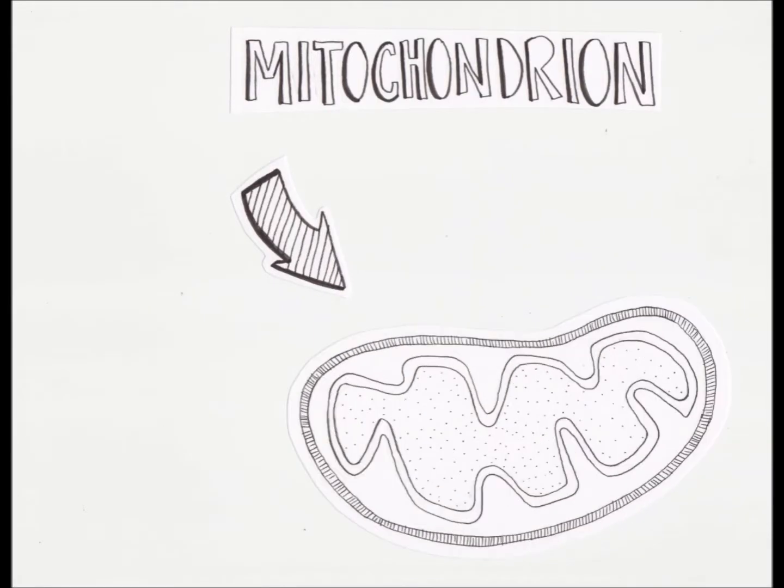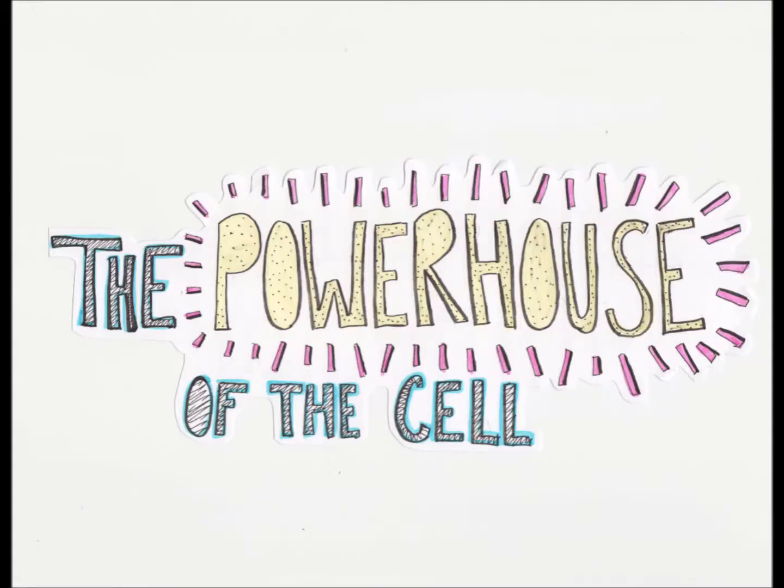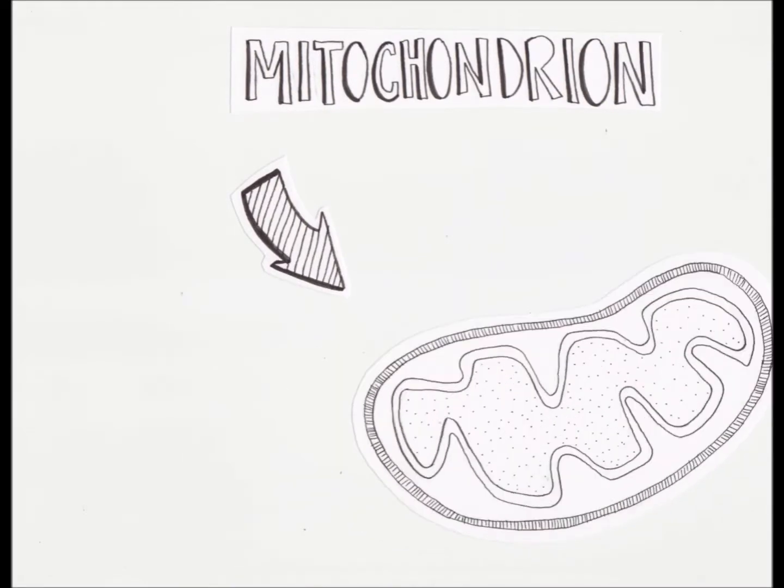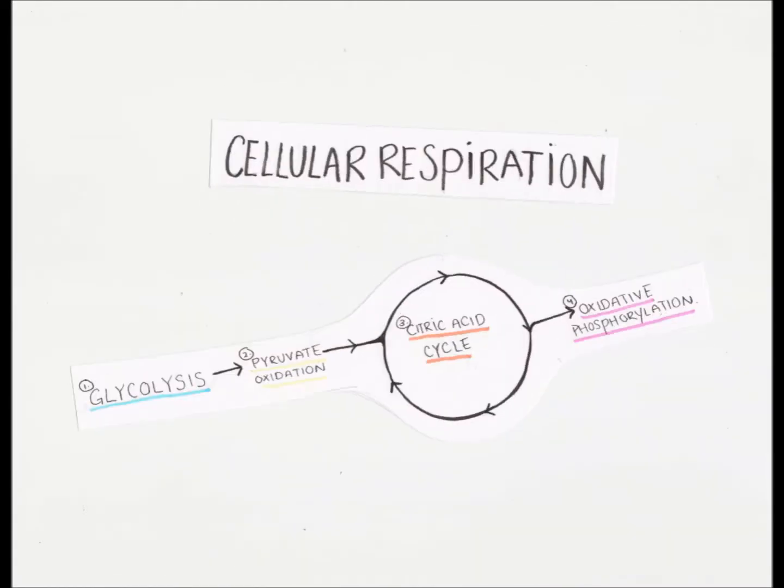This is the mitochondrion, the powerhouse of the cell. But just how does the mitochondrion power that cell? Well, it does so through the four-step process of cellular respiration.